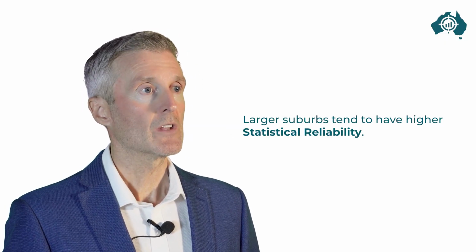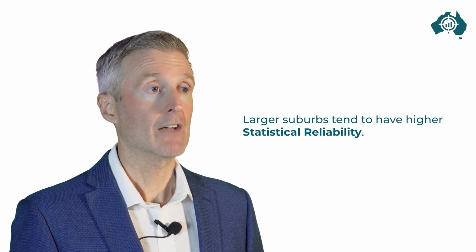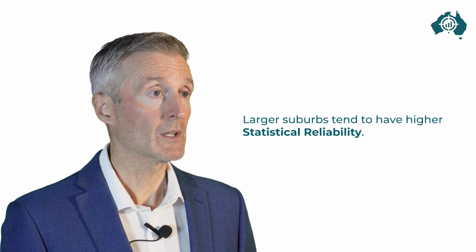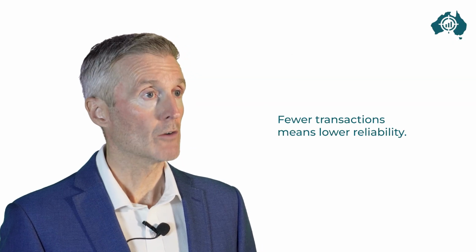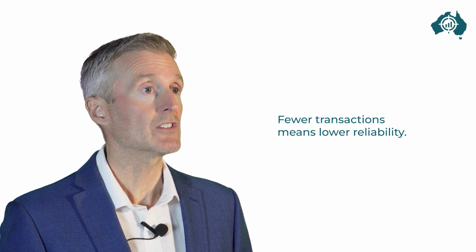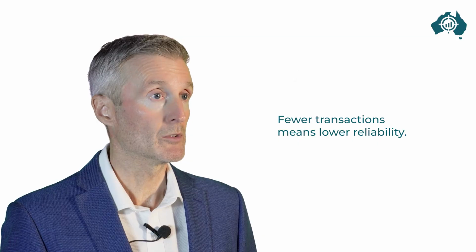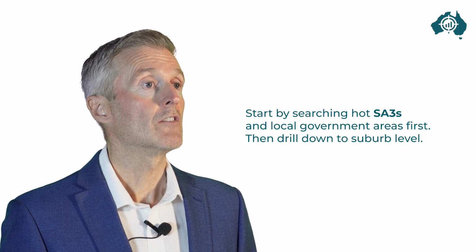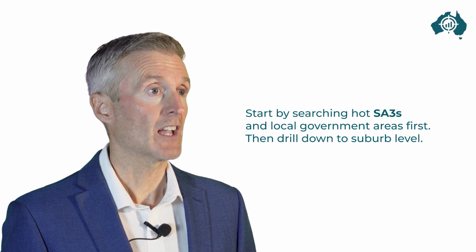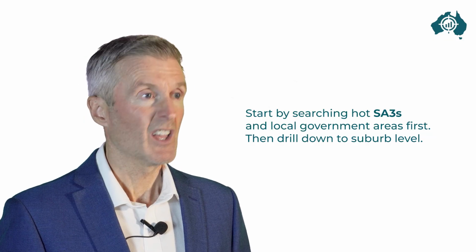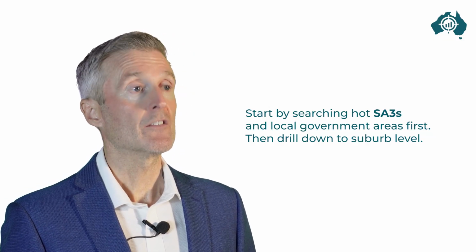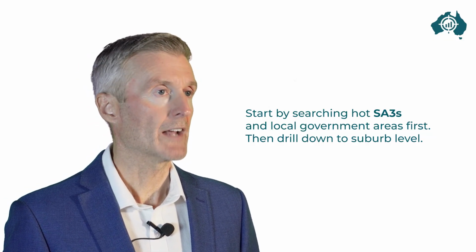Now you'll notice that larger suburbs tend to have higher statistical reliability than smaller suburbs, and this is because there are fewer real estate transactions taking place each month in smaller suburbs. Reliability is closely linked with volume, and this is why we often recommend searching for hot areas like SA3s and local government areas rather than hot suburbs, at least to begin with. Once you've identified a hot area, you can then drill down to the suburb level.